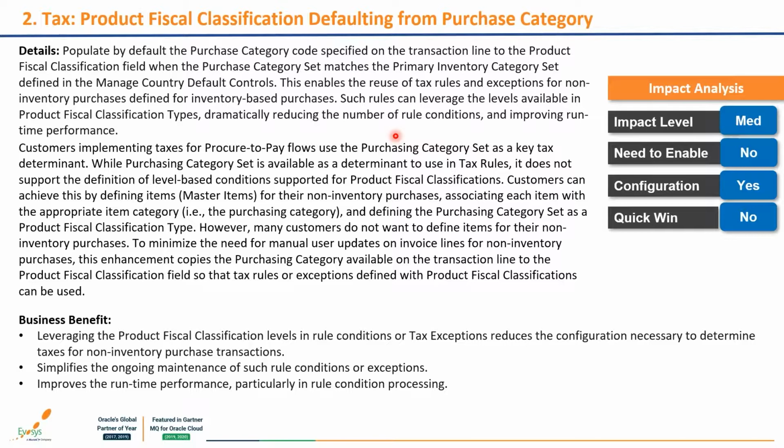So this will help us limit the configuration of tax rules and conditions, because we do not need to reconfigure it again for non-inventory based purchases. We can use the existing rules, right? It will also be a benefit in terms of runtime processing and performance, because the tax rule conditions are very limited. We have not configured many tax rule conditions for it. So this was the update from the perspective of product fiscal classification.